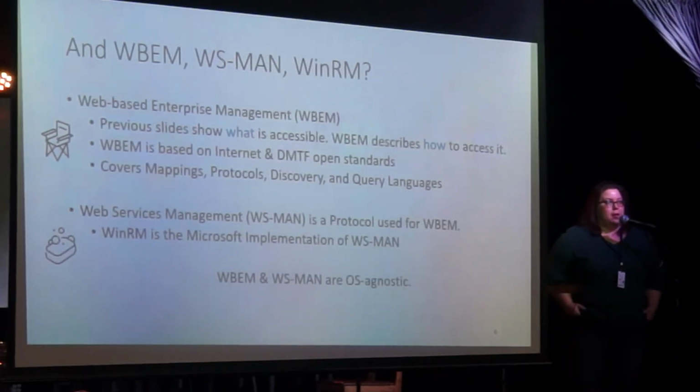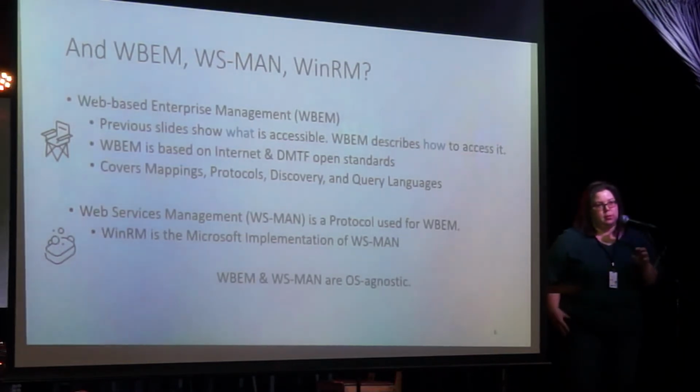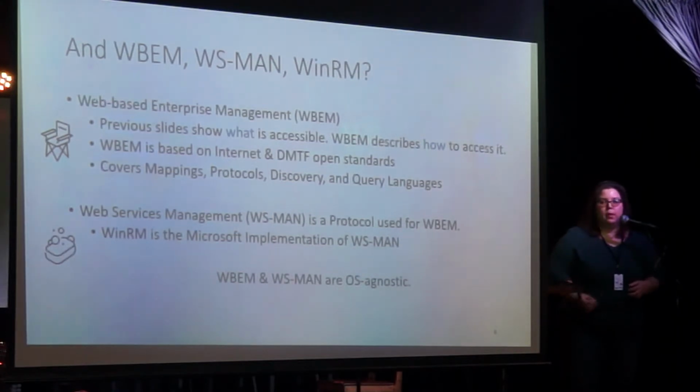And you've probably seen these acronyms too. I've got a nicer chart on the next screen if this is too much text on a Saturday morning. There's WBEM, WSMan, and WinRM. The Common Information Model, the CIM, and the WMI are the data, essentially, that's accessible. It's a little more complex than that, but you can think of it that way. WBEM describes how to access it.